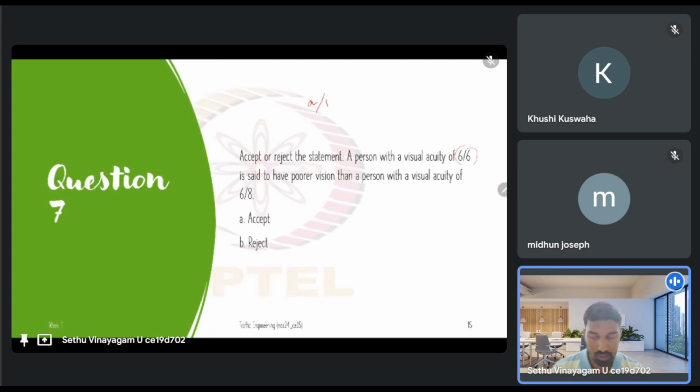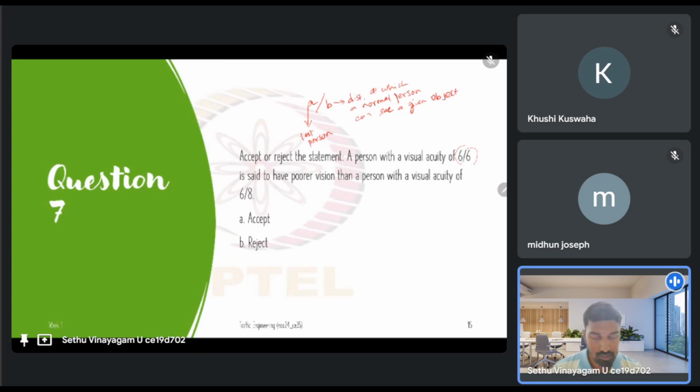So what is this denominator? The B represents the distance at which a normal person can see a given object. So a normal person can see this object from a distance of, say, B meters. A is the same thing for the test person, the person who is being tested: the distance from which this person can see that object. So that is the A slash B.